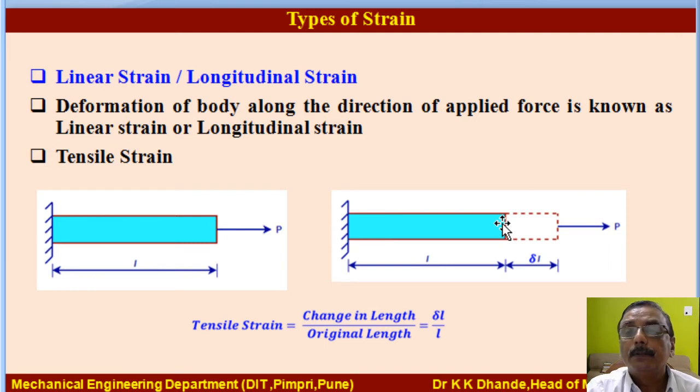Now, types of strain. Linear strain and longitudinal strain. When the load is acting on the body, the body deforms along the direction of applied force, then this is known as the linear strain or longitudinal strain, or you may say it is tensile strain, because tensile load is acting on the body. In that case, that is the change in length, the deformation in length.